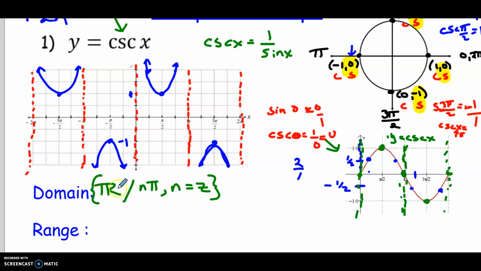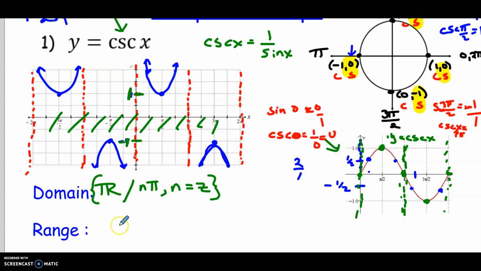It's all real numbers except for n pi, okay? Now the range is interesting. It's not all real numbers. It doesn't ever stop going up, but it does stop going down at, what's this value that we said? This value was 1. And then it picks up at negative 1. So if you notice, there's nothing happening between negative 1 and 1.